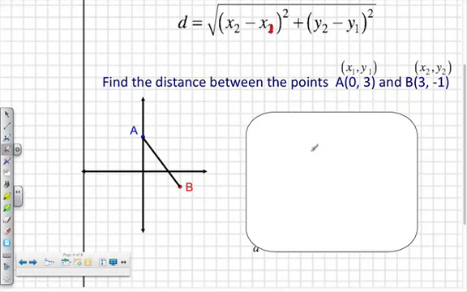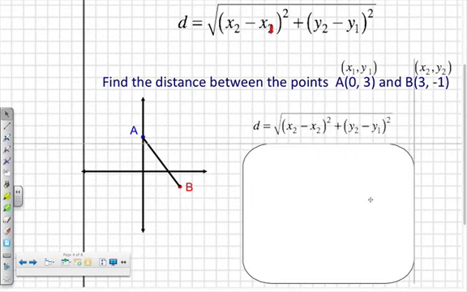So again, we'll just do a real quick example with this one. Let's say we have the points A is at 0, 3, that's my x1, y1, and B is at the point 3, negative 1, that's my x2, y2. So we can plot that in my picture. Here's A, here's B, and we want to try to figure out how long that segment is.